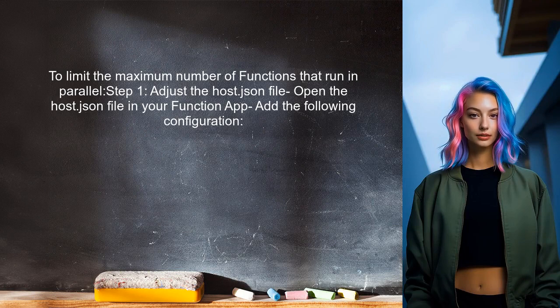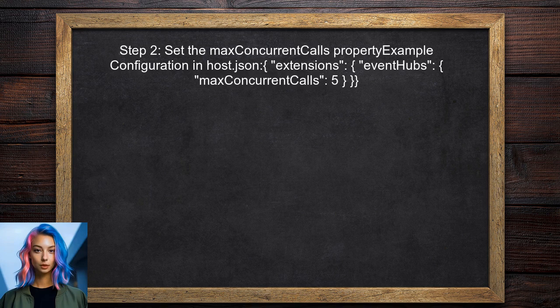To limit the maximum number of functions that run in parallel, the user should first understand the configuration settings available in Azure Functions. Specifically, they can adjust the host JSON file to control concurrency. Next, the user can set the max concurrent calls property within the Event Hub configuration. This property allows the user to specify the maximum number of concurrent calls to the function.